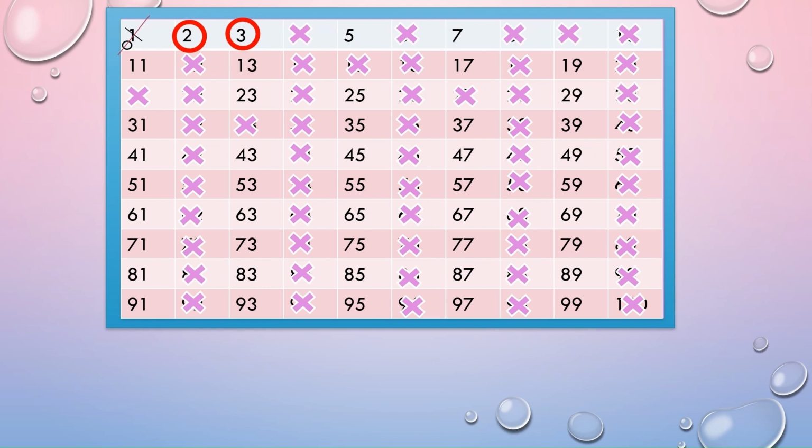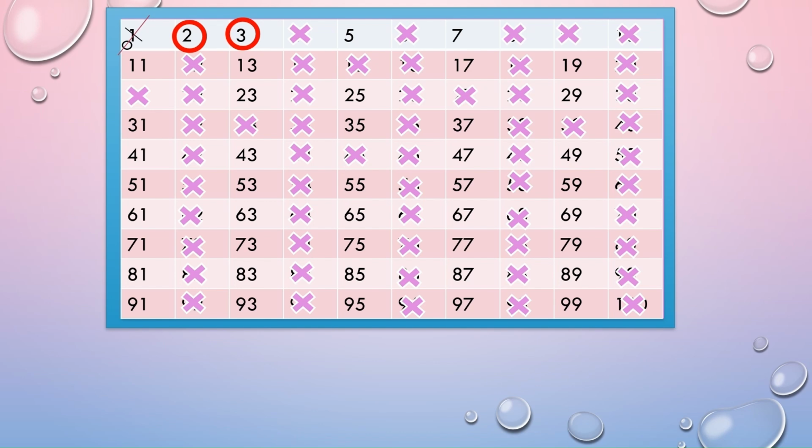3 13s are 39. Okay, now there are some numbers left, and if you're not sure of the tables of 3 beyond 3 13s, all you have to do is add up the digits. So let's go to row number 5 starting with 41. Okay, add up the digits. 4 plus 1 is 5. It's not in the tables of 3. 43. 4 plus 3 is 7. It's not in the tables of 3. 45. 4 plus 5 is 9. 9 is in the tables of 3. So cross out 45.